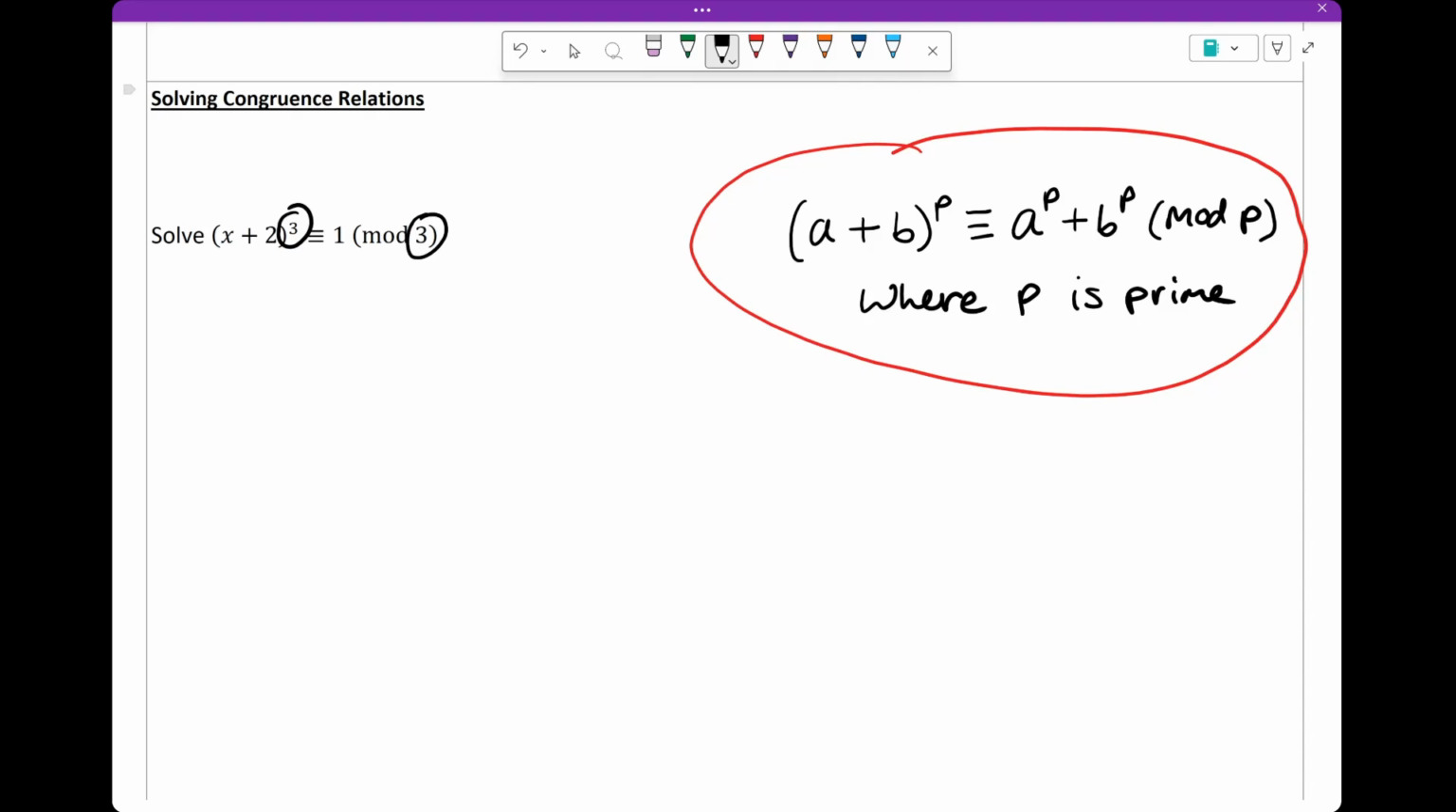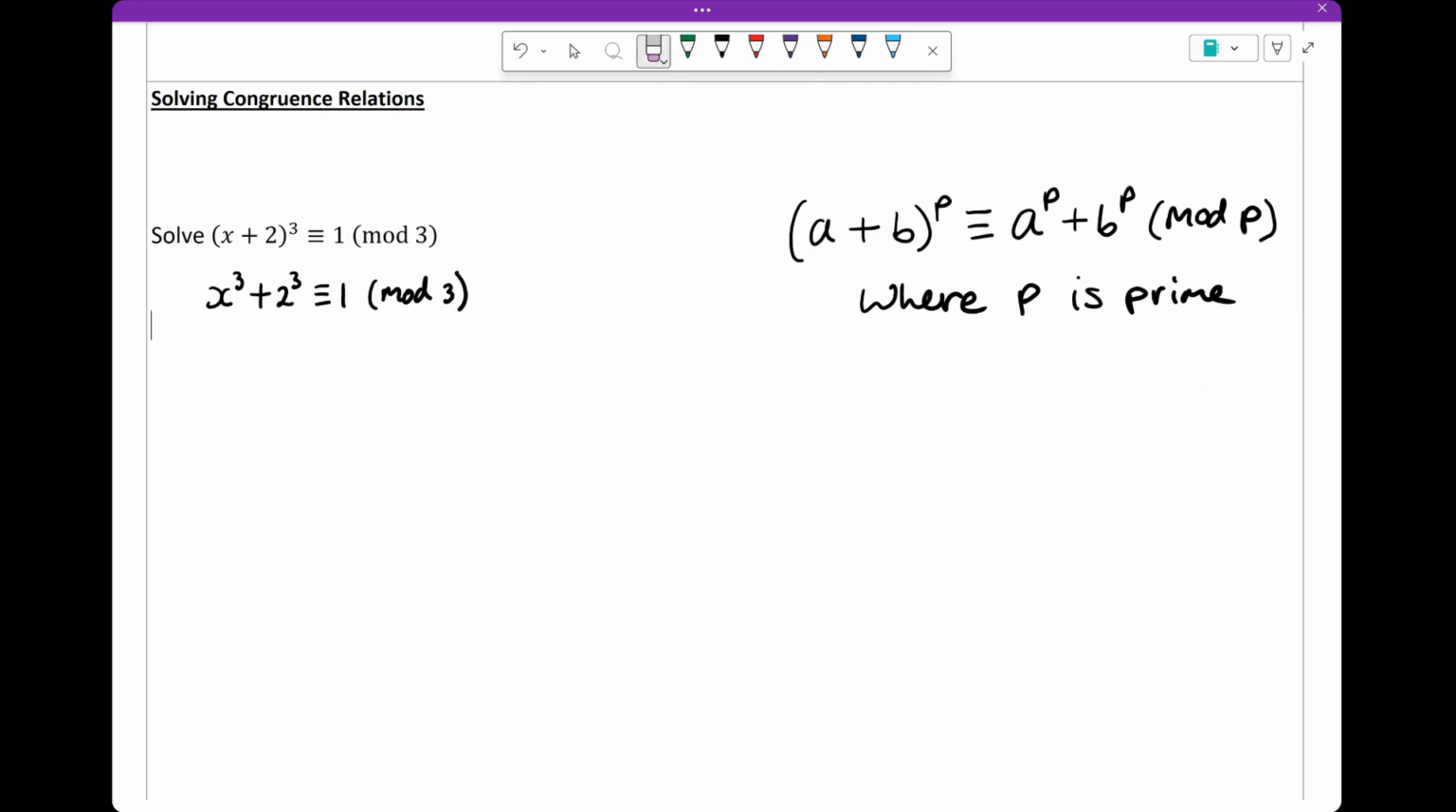So if we have (x plus 2) to the power of 3, we can rewrite that in mod 3 as x to the power of 3 plus 2 to the power of 3, and then we can write in the rest of our statement, so congruent to 1 mod 3. And what I would say is using the binomial theorem, since 3 is prime, as we can only use it if our power and our mod is prime.